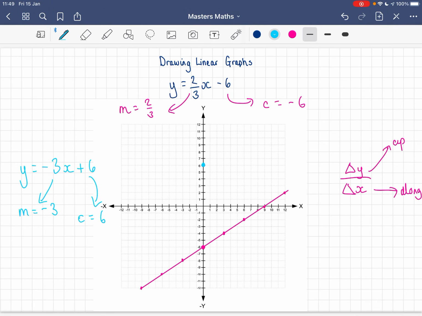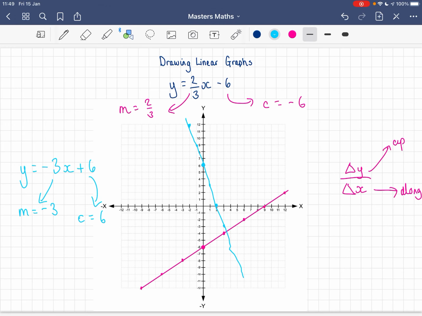If I have a negative gradient, it's very similar, but instead of going along 1 and up 3, I'm going along 1 and down 3. So I go 1 to the right and 3 down and plot a point there. And then again, do that a few times until you get an idea of what the graph is going to look like. When I'm going backwards, so if I go 1 to the left, I have to go up 3. And again, do a few just to get an idea of what the graph is going to look like, and then you can join it up.